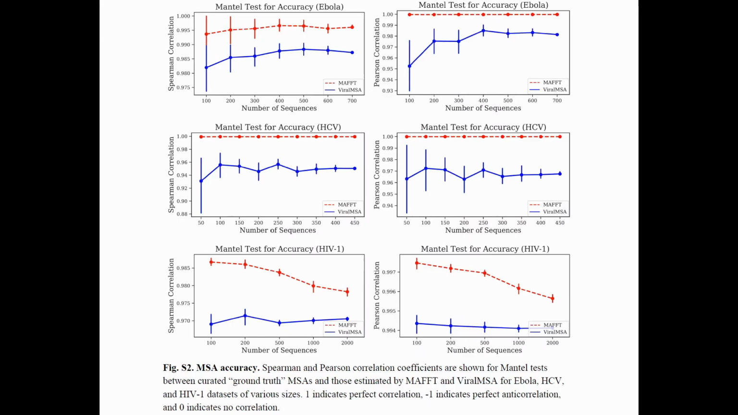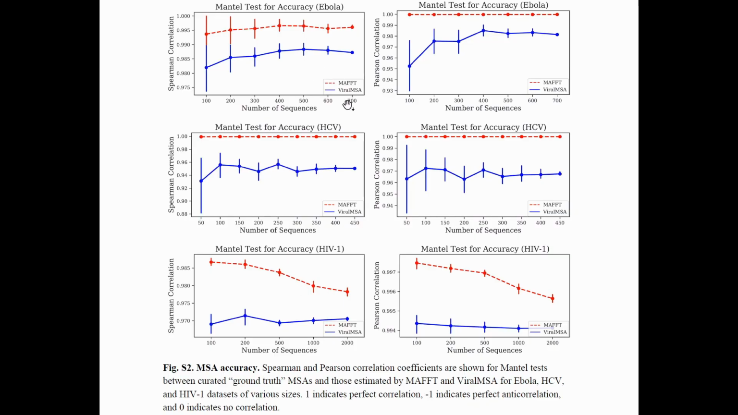To assess the accuracies of the alignment tools, I took the viruses that had ground truth multiple sequence alignments and I computed pairwise distance matrices of the ground truth alignments as well as distance matrices of the estimated alignments, and then I performed a Mantel test of correlation across the estimated and true multiple sequence alignments. On the left, I show Spearman correlation, and on the right, I show Pearson correlation. A value of 1 indicates perfect correlation, -1 indicates perfect anti-correlation, and 0 indicates no correlation.